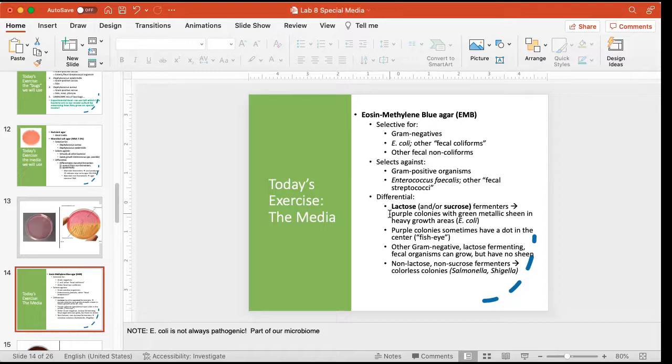If it grows as a purple colony, and it has a green metallic sheen to it, it's E. coli. So this is a media that just by looking at what grows on it, we can know specifically the genus and species we're looking at. That's useful. When E. coli grows on EMB, the colonies will be purple and they will have a green metallic looking sheen on them. And I'm going to show you a picture of this. Only E. coli does that.